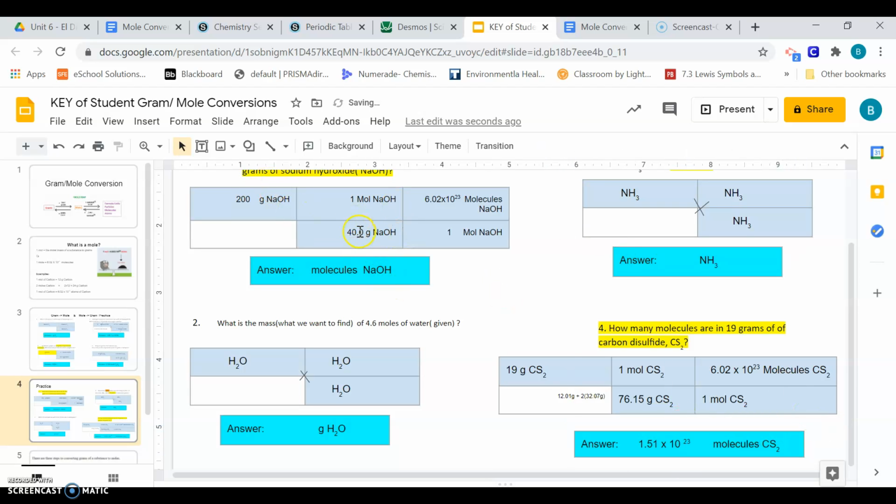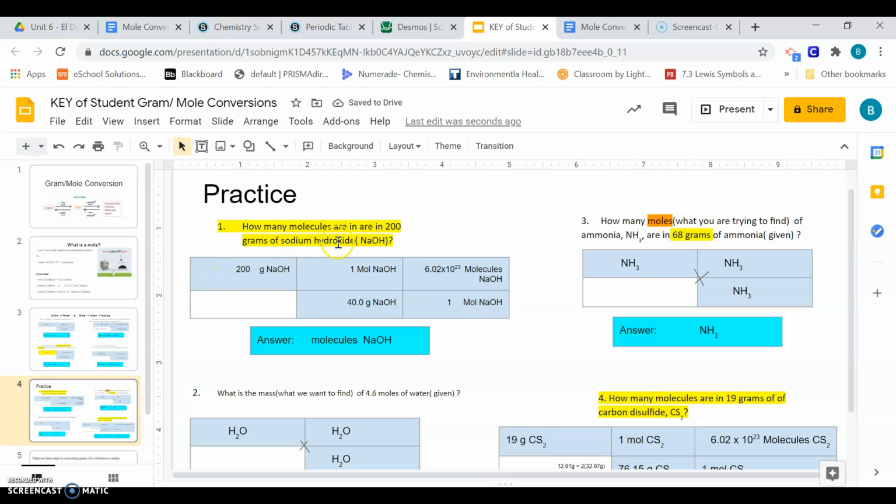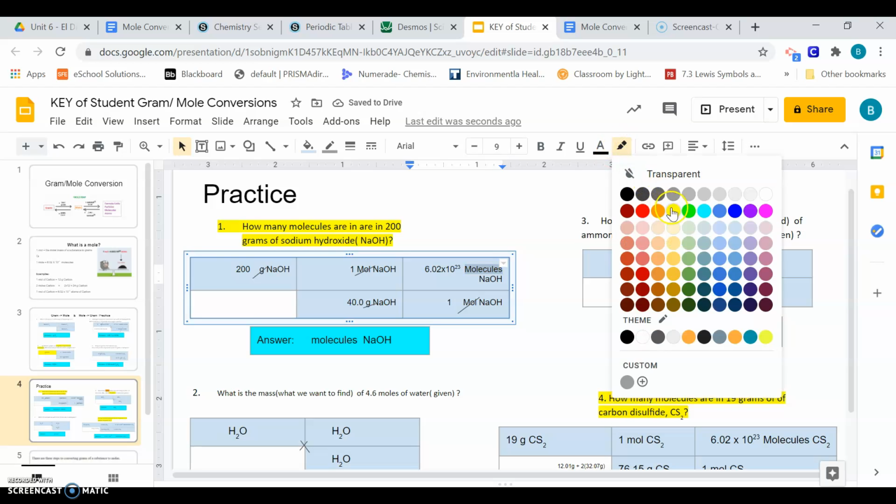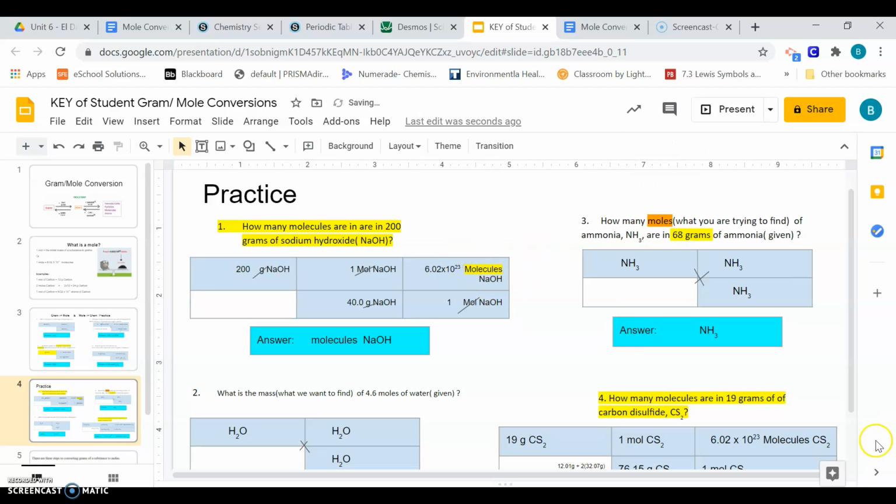The same thing happens up here on the top for number 1. You're given 200 grams. You still cancel. If you do sodium hydroxide, the mass is 40. So our grams would cancel. For every 1 mole, that's equal to 40 grams. To cancel moles, 1 to 1. And you're left with molecules on top. So this is your final thing you're trying to find, the molecules of sodium hydroxide.